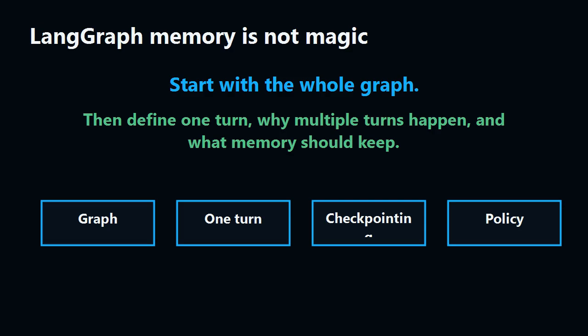LangGraph memory is not magic. In this video, we will start with the whole graph, define what one user turn means, explain why some workflows need multiple turns, and then separate checkpointing from memory policy. The short version is, checkpointing saves state between turns. Memory policy decides what state should matter next.